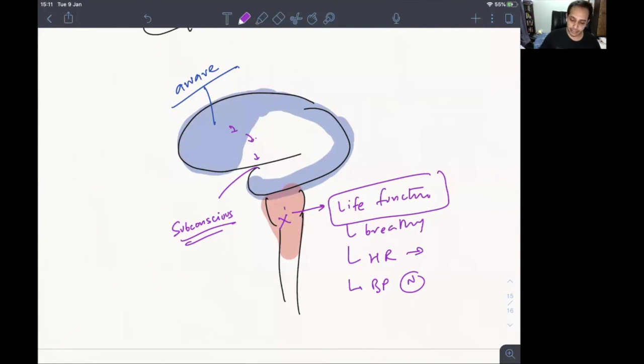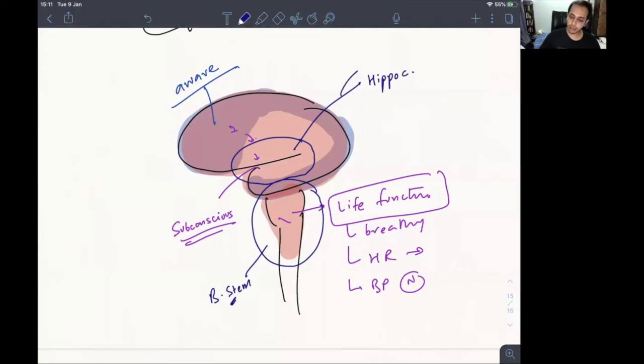So what happens in sleep? In sleep, your brain starts to shut down. Your cortex starts to shut down, and then the shutting down goes deeper and deeper and deeper, and ultimately only your brain stem remains. So this is the brain stem, and this area, which is your hippocampus, thalamus, and your limbic lobe.